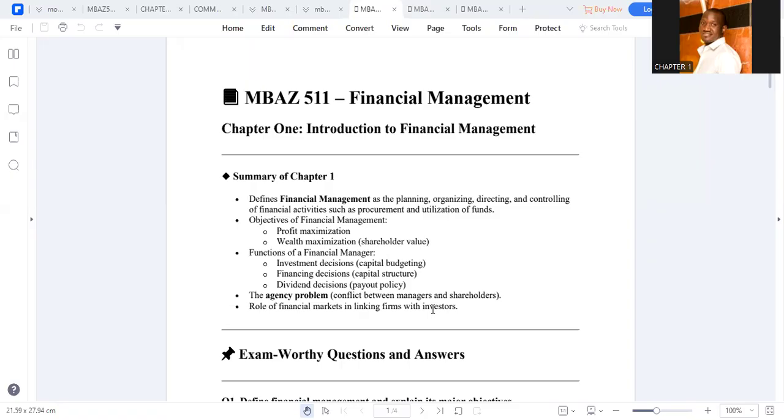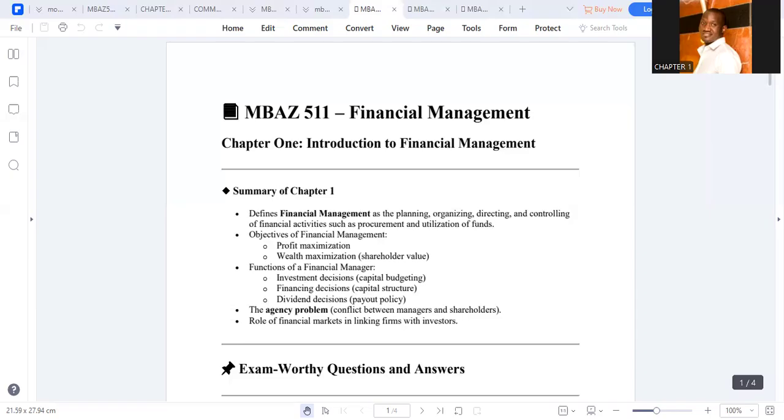And the functions of the financial managers, which come in four important aspects. So the roles of financial managers come in four aspects. We have what we call investment decisions. We also have what we call financing decisions. We also have what we call dividend decisions. So these are the main roles that financial managers have.